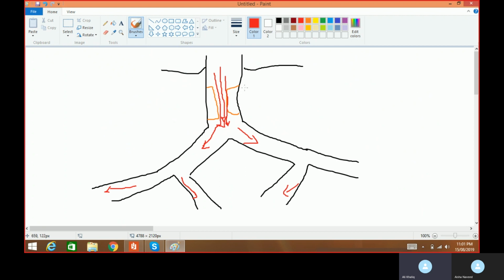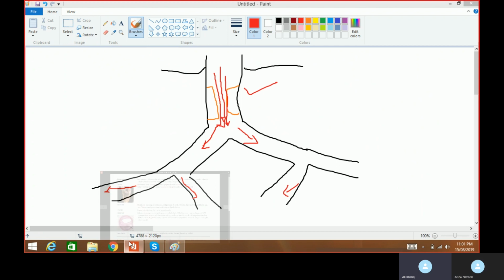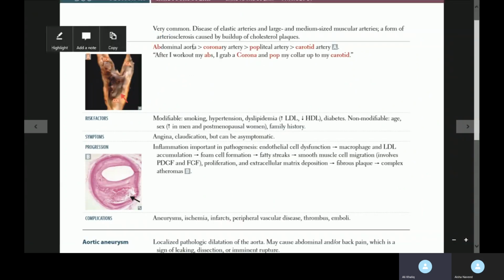This is the most common location of developing atherosclerosis, and these are the signs and symptoms the patient can get: the claudication, the impotence. Now you understand why an elderly patient can develop claudication or impotence. So one case dismissed. Let's go to the first again. The common location is the abdominal aorta.